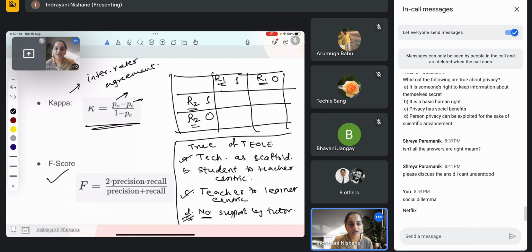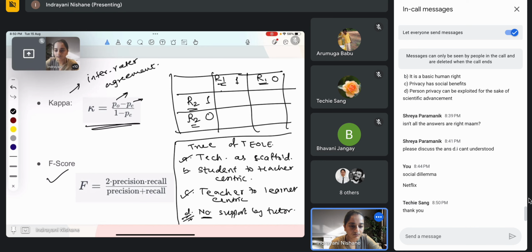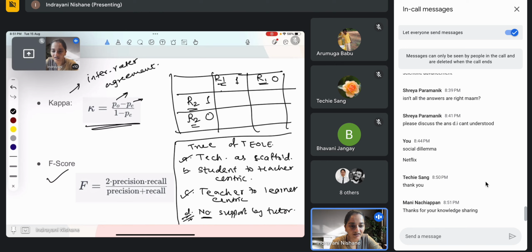Even now, if there are some points to be discussed, we can discuss them quickly. I'm assuming there are no points to discuss because there are no questions in the chat.